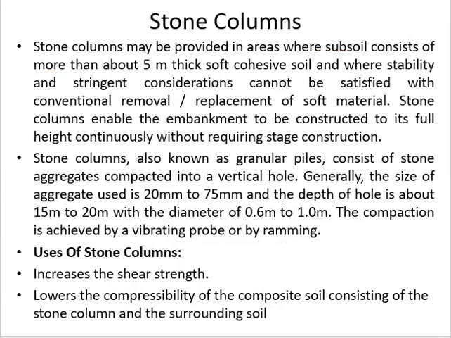So these stone columns can be used for stabilizing soft clays of thickness more than 5 meter. The size of aggregate used for stone columns is 20 to 75 millimeter. Length or depth of stone columns is 15 to 20 meter and diameter is around 0.6 to 1 meter. The aggregate is placed inside the borehole and it is compacted by vibrating probe or ramming. The uses of stone columns are to increase the shear strength and decrease the settlement of soil.